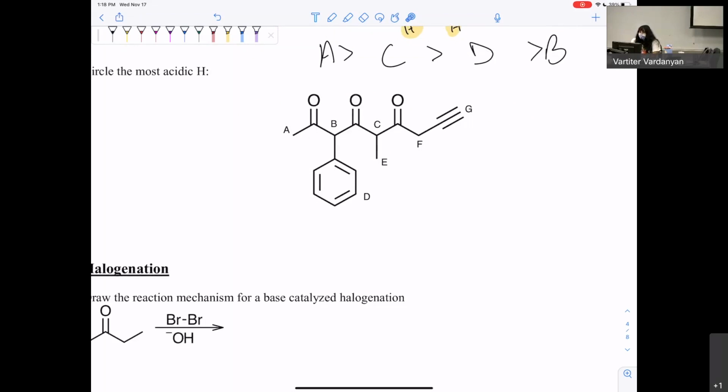So what I would do first is go ahead and say, all right, well, there's alpha positions here. So I'm going to highlight all the alpha positions. And there's no heteroatoms. So I know that alpha is going to be the most acidic out of the options. So I'm going to cross everything that's not alpha out. Can't be that, can't be that, can't be that.